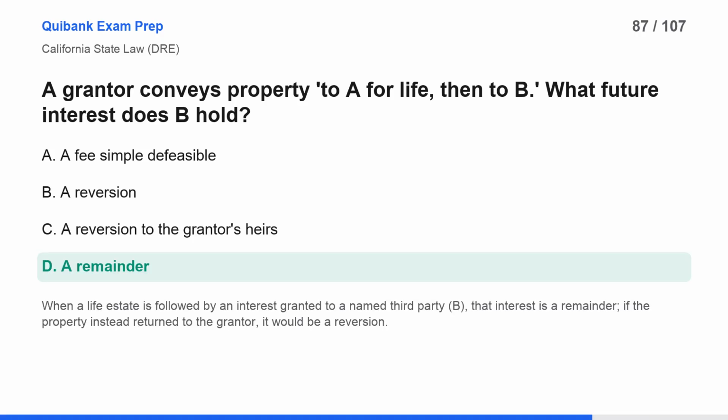The answer is D. A remainder. When a life estate is followed by an interest granted to a named third party B, that interest is a remainder. If the property instead returned to the grantor, it would be a reversion.